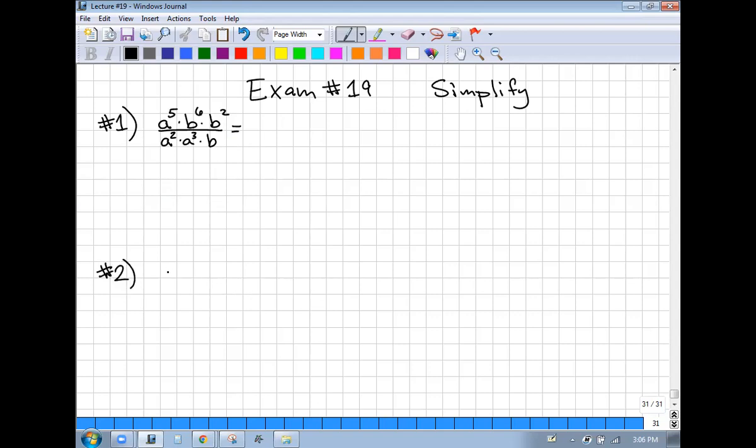Number 2, let's do a to the 3rd times a to the 2nd times b to the 3rd divided by a times b squared. All right, so that's your exam for next time. And we could take a short break.